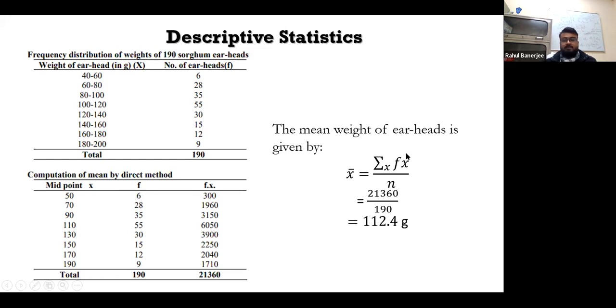Now we said that x bar is nothing but the summation of fx, that is this one, divided by n, or summation of f. So this is 21360 divided by 190, which comes out to be 112.4 grams. That means for these 190 sorghum ear heads, you can say the average weight of the ear head was 112.4 grams. Okay.